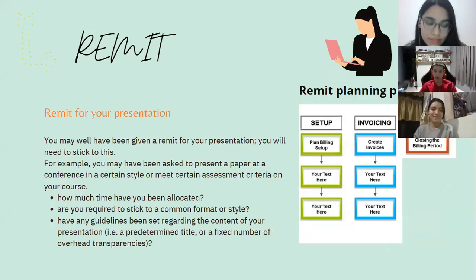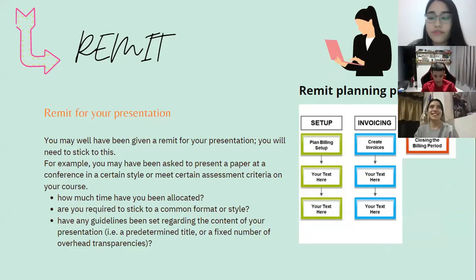And remit. This is how much time you have been allocated. For example, it could be a predetermined title or a fixed number of overhead transparencies.